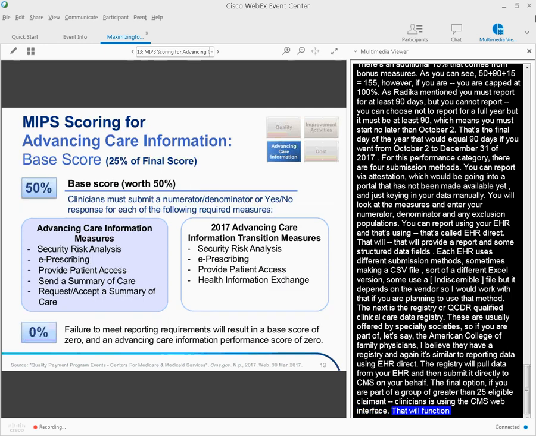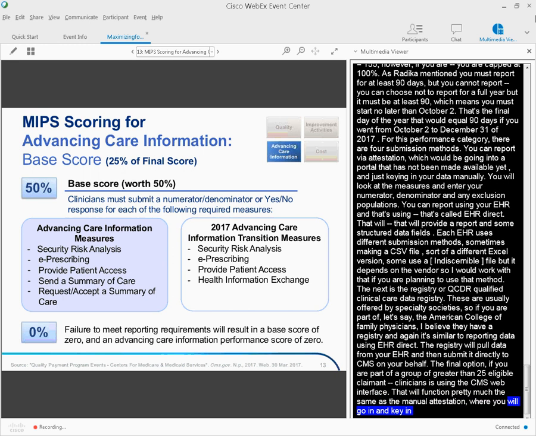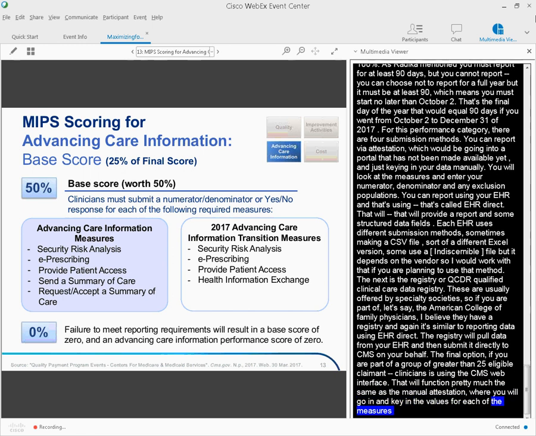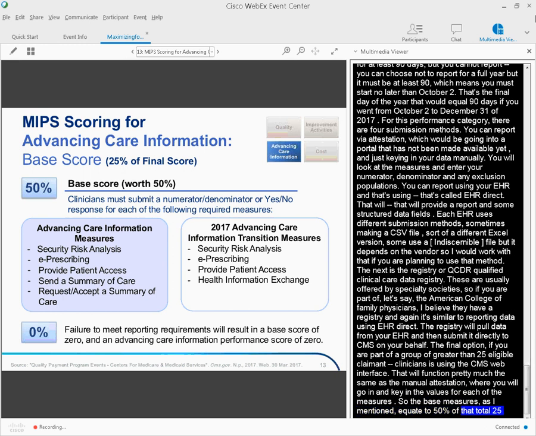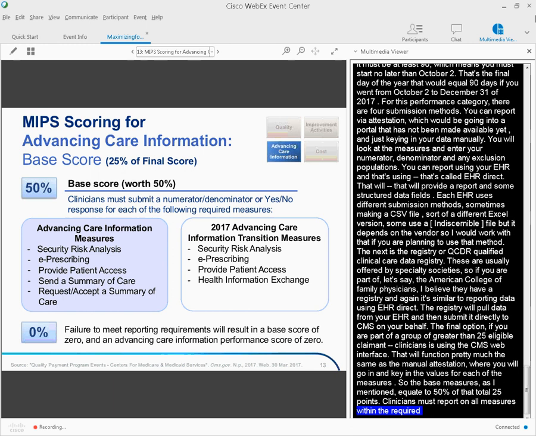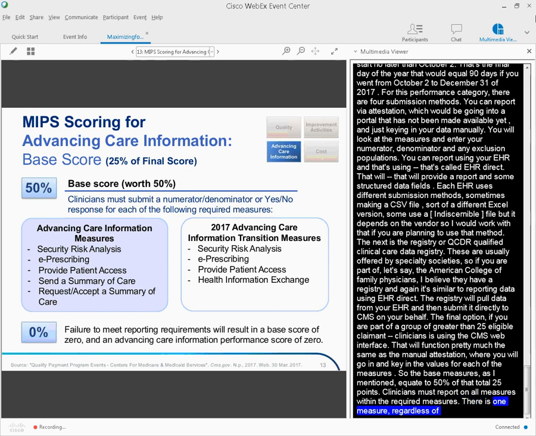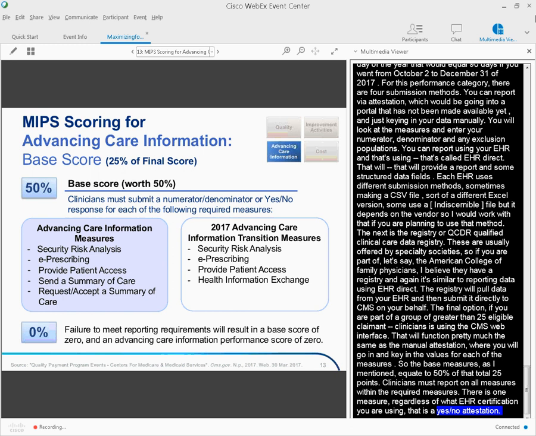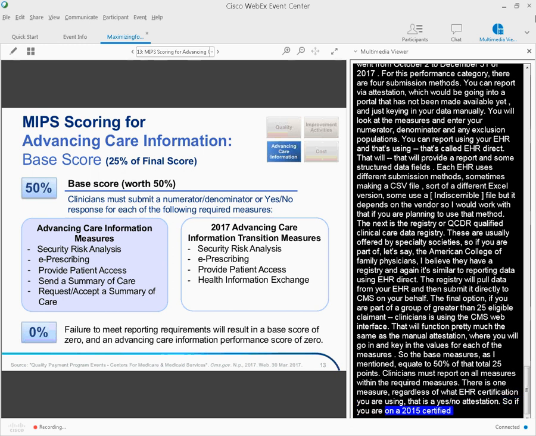So, the base measures, as I mentioned, this equates to 50% of that total 25 potential points. Clinicians must report on all measures within the required base measures. There is one measure, regardless of what EHR certification year you're using, that is a yes-no attestation. So if you're on a 2015 certified EHR, you can select to report using either the Advancing Care Information Measures, that kind of darker blue box, or you can choose to report using the 2017 Advancing Care Information Transition Measures.